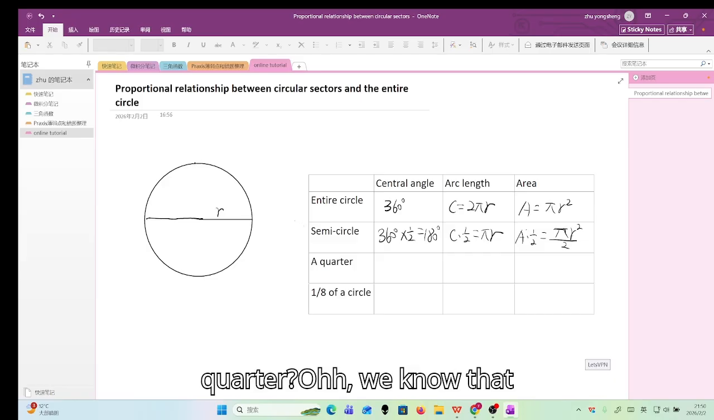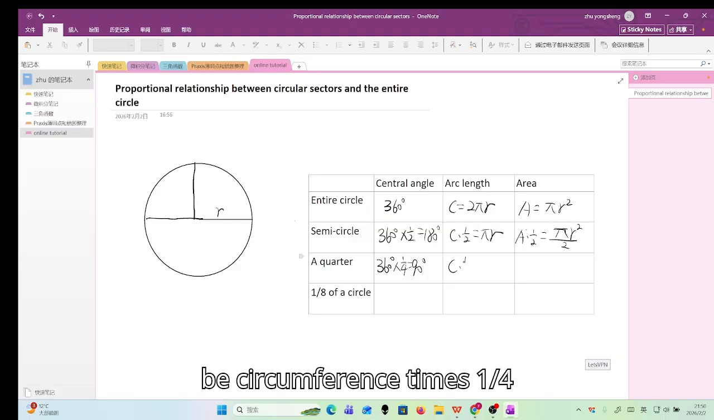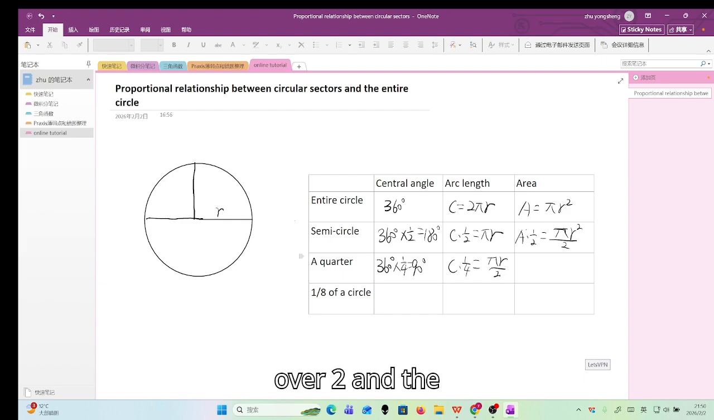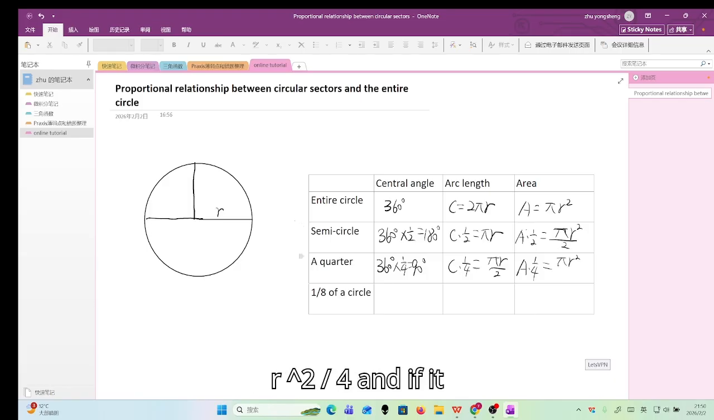And for a quarter, we know that a quarter means 1/4 of a circle. So its central angle will be 360 degrees times 1/4 equals 90 degrees. And the arc length will be circumference times 1/4 equals pi r over 2. And the area will also be 1/4 of the circle, that equals pi r squared over 4.